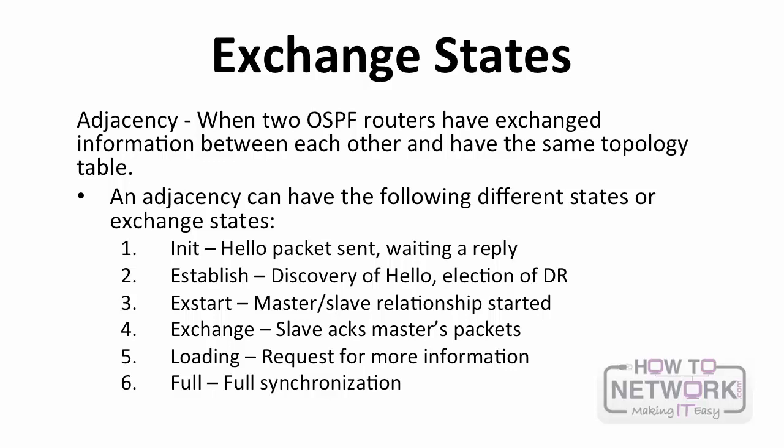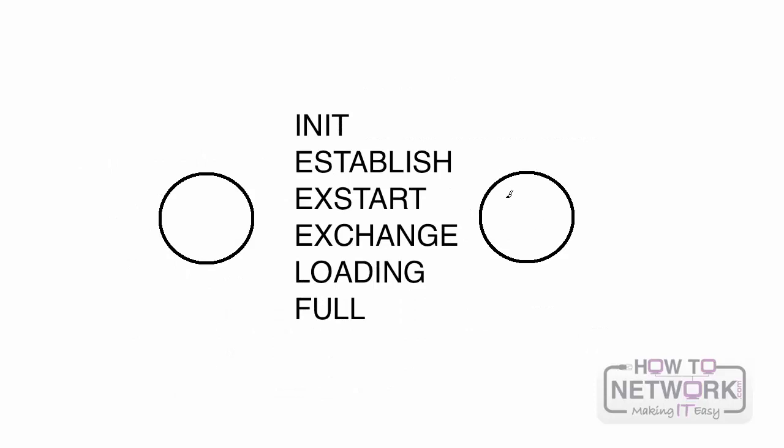The router with the higher router ID becomes the master and starts the exchange, and as such is the only router that can increment the sequence number. Then there's the exchange state, where the slave acknowledges the master's packets, and the information in this state is only LSA headers, and it describes the contents of the entire link state database.